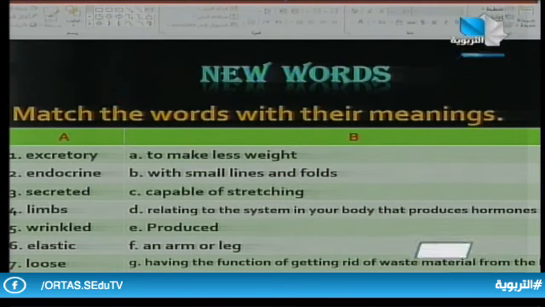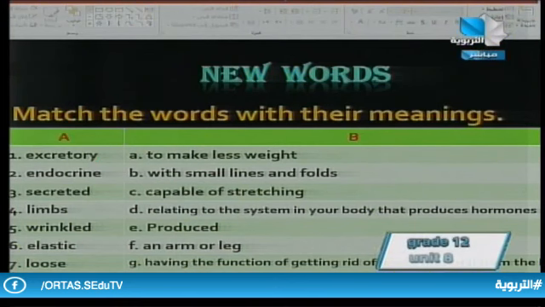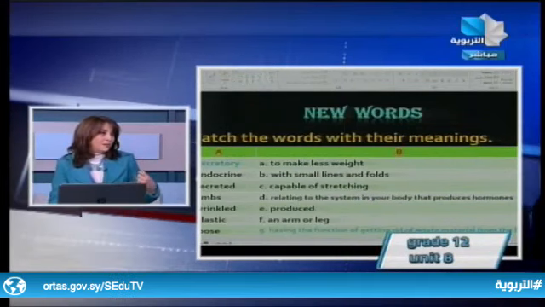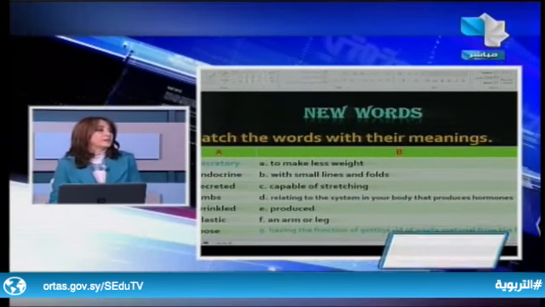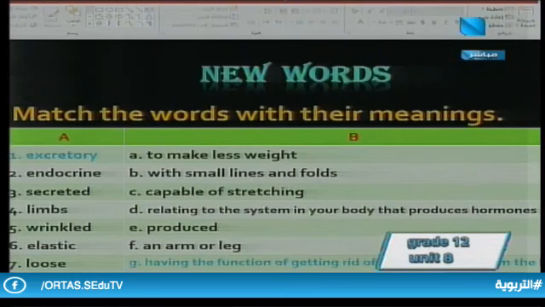Number one, which is excretory. Excretory means having the function of getting rid of waste material from the body. So it's to exclude the waste material from our body. Excellent. So here it means having the function of getting rid of waste material from the body.